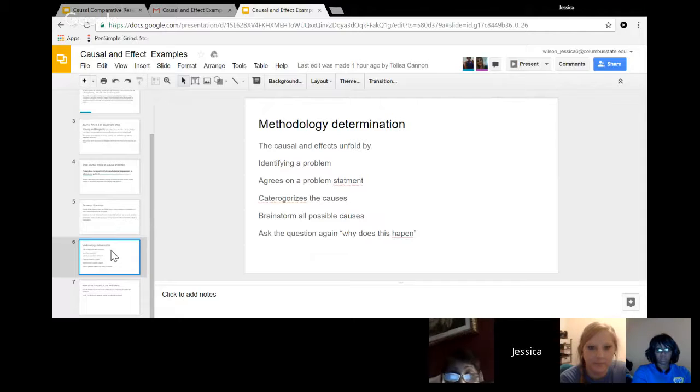Methodology determination: the cause and effect unfold by identifying a problem, agreeing on a problem statement, characterizing the causes, brainstorming all the possible causes, and asking the question again, why does this happen?